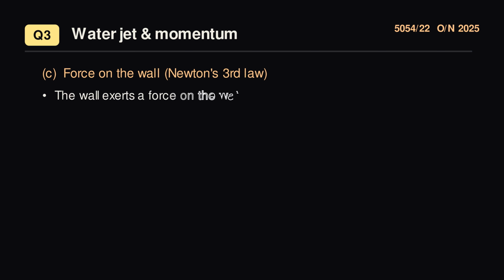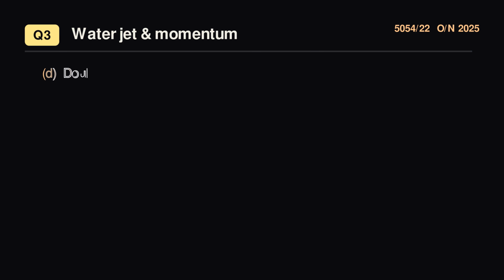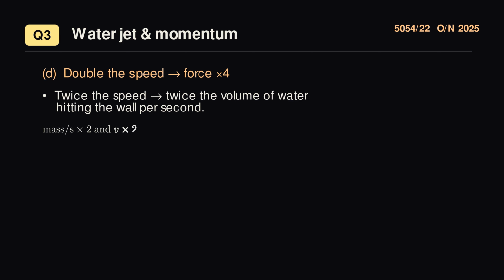Part C. Force on the wall. By Newton's third law, the wall exerts a force on the water to stop it, and the water exerts an equal and opposite force on the wall. Part D. Double the speed and the force increases by a factor of 4. Twice the speed means twice the mass per second and twice the velocity, so 2 times 2 equals 4.